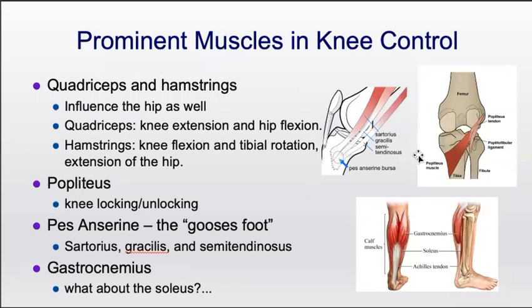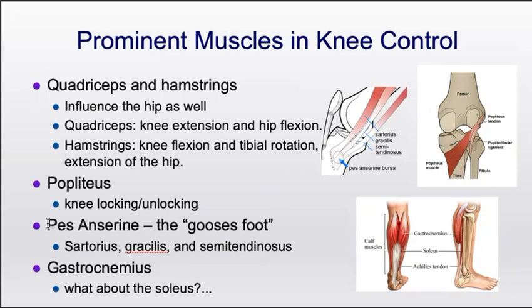The popliteus, again, it's that unlocking mechanism. So if we look in the top right here, I've included an image that I found on the web. The popliteus, when it contracts, it will cause slight flexion of the knee joint, but it also causes this rotation, this lateral bending or lateral rotation of the femur, which allows for that unlocking mechanism.